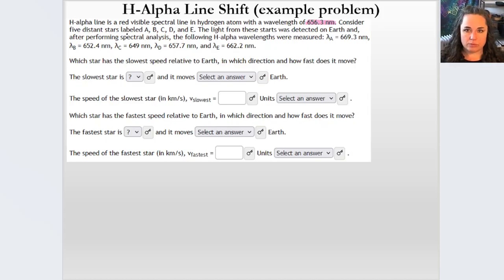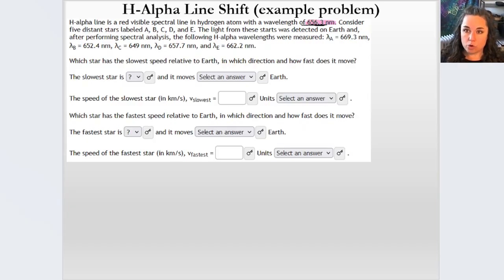This is the example problem. H alpha line is a red visible spectral line in the hydrogen atom with a wavelength of, there it is. Very particular. Notice that there's 4 sig figs in here. Consider 5 distant stars labeled A, B, C, D, and E. The light from these stars is detected on Earth, and after performing spectral analysis, the following wavelengths were measured, and they give us the wavelengths. The questions down here ask about the speeds of the stars. Are they moving towards or away? And which one is fast and which one is slow?